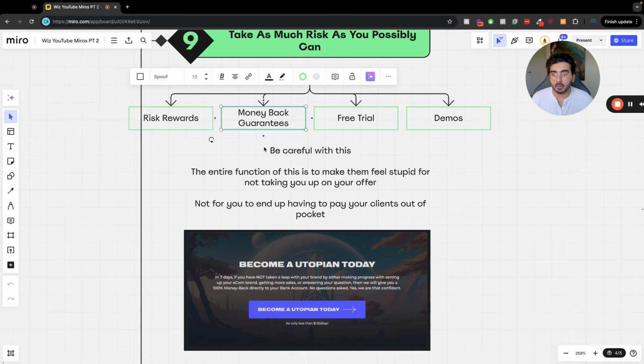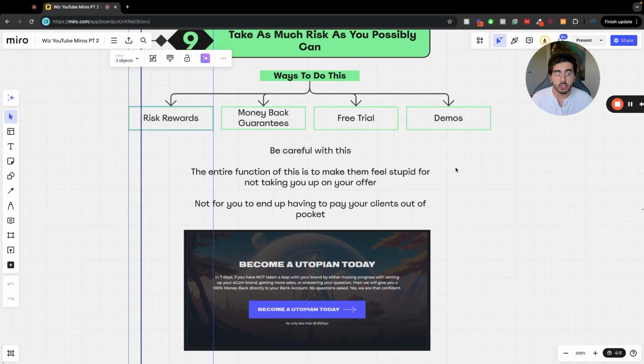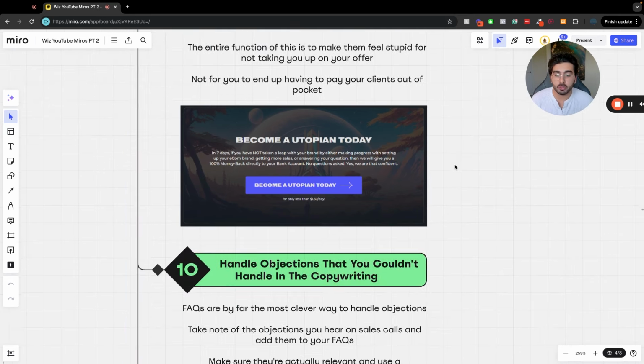If you have a money back guarantee, show it near the beginning of the page and near the call to action. If you have a free trial, show them it's risk free. Show risk reward, show demos, show people that it's worth their bloody time.